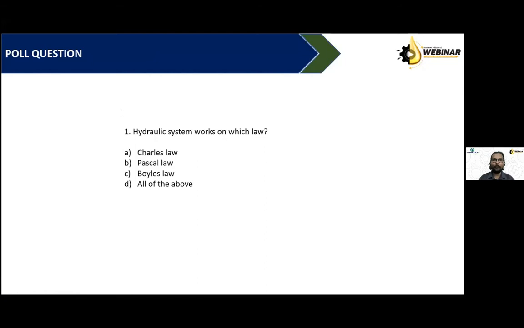So it's time for a poll question. Going further in depth into the hydraulic system, you have to answer which law the hydraulic system works on, whether it is Charles' law, Pascal's law, Boyle's law, or all of the above. Because all these three laws are related to pressure, temperature, volume. So for a hydraulic system, which law is applicable?